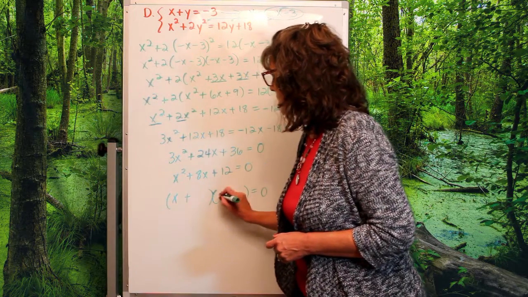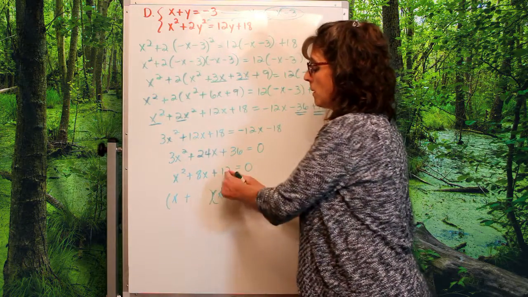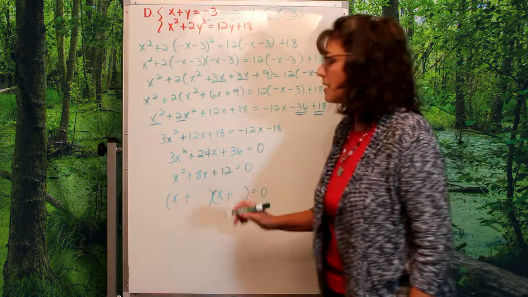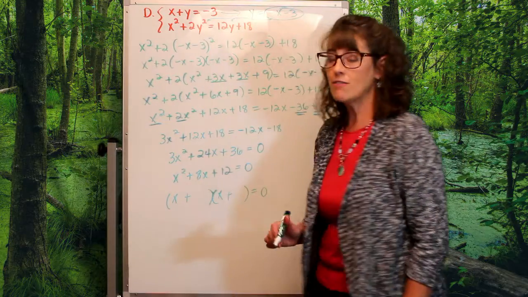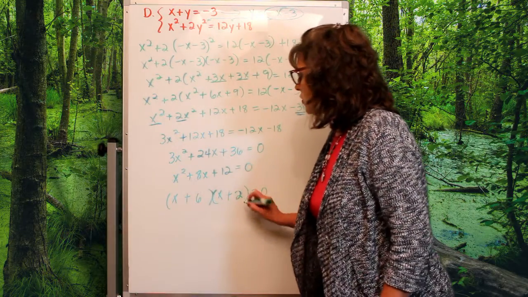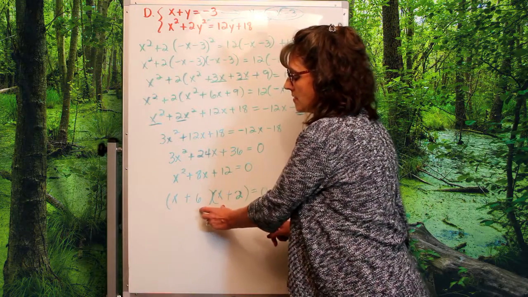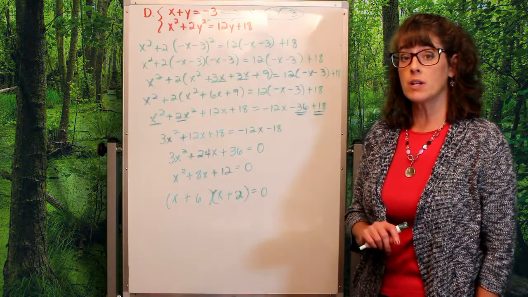Front slots are going to be x and x. I want two numbers that will multiply to be a 12 and add up to be an 8. My apologies. Multiply for a 12, add for an 8. That's a 6 and a 2. Sure enough, out here I get a 2x and a 6x. That does give me the 8x that I wanted in the middle.